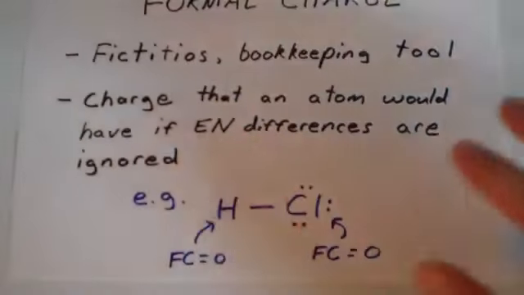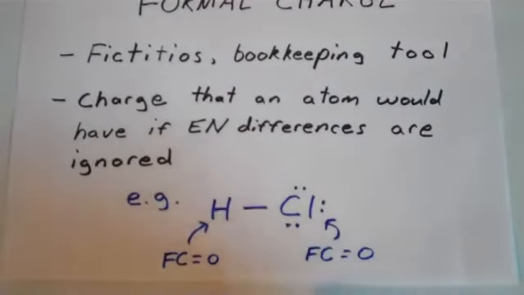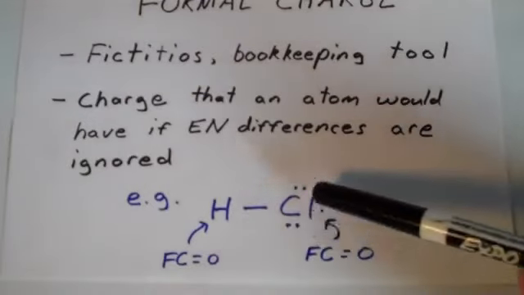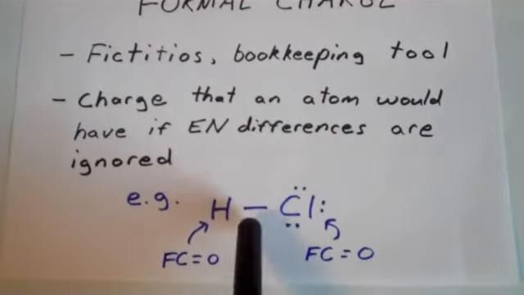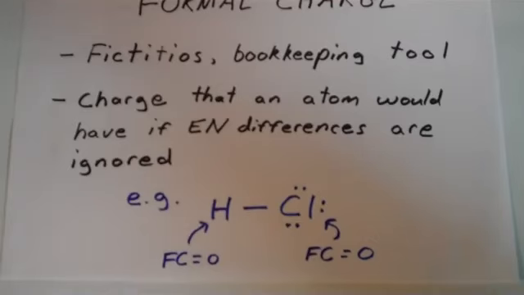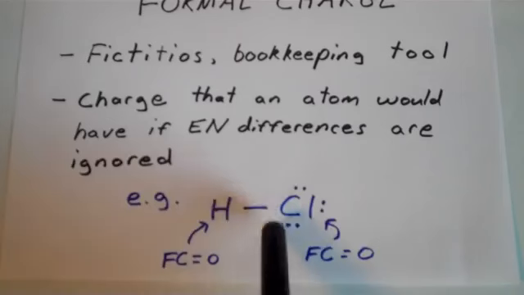around that atom. So if we go back to the case of hydrogen chloride, the chlorine atom owns all of its lone pair electrons formally, but it owns only one of the electrons that are shared between the two atoms. And the hydrogen also owns the other electron that's shared between the two atoms.